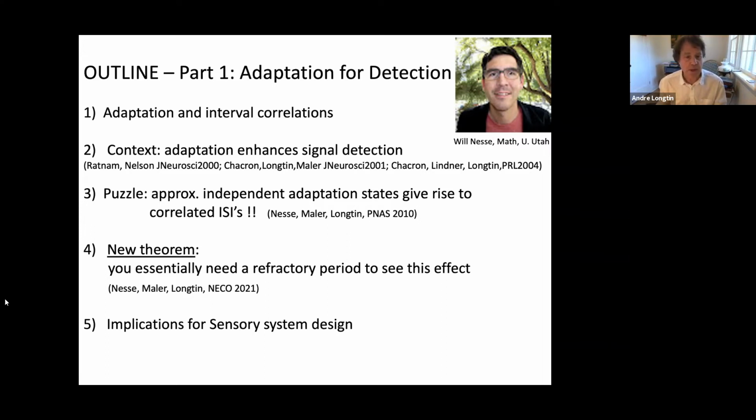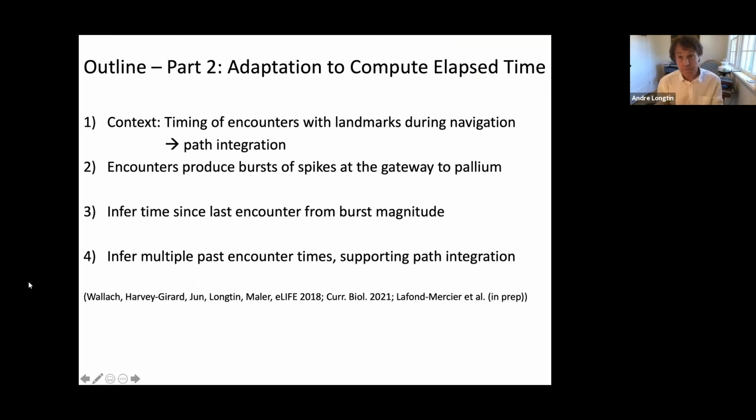The second part is about adaptation and how to compute elapsed time. This is about the timing of encounters with landmarks during navigation. So it's related to path integration and how encounters can produce bursts of spikes just at the gateway to the pallium, which is a hippocampal-type structure. You can infer the time since the last encounter from the burst magnitude, and maybe infer multiple past encounter times to support path integration.